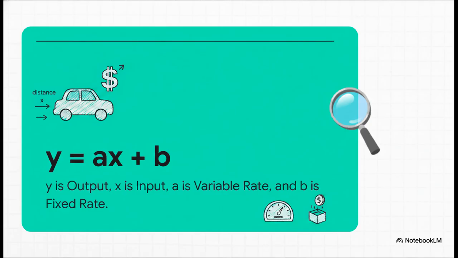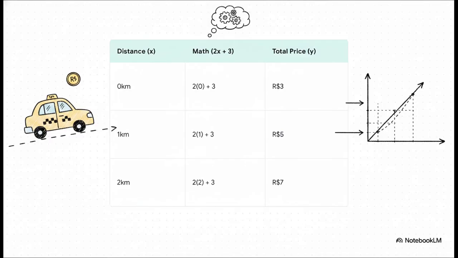Y is just your output, the final price of the ride. X is your input, the distance you traveled. A acts as our variable rate, the price per kilometer. In math class, they call this the angular coefficient. And B, that represents our fixed entry fee, known as the linear coefficient or independent term. And it's called independent for a reason. It never, ever changes, no matter what X does. This illustrates beautifully how a completely tangible, real-world scenario maps flawlessly onto algebraic inputs and outputs.